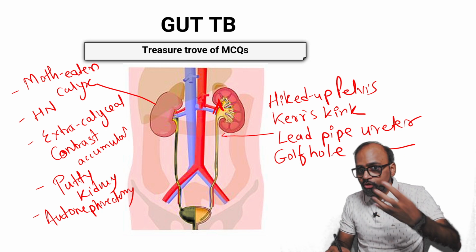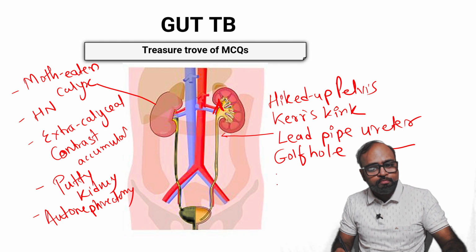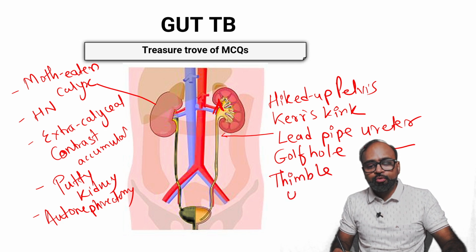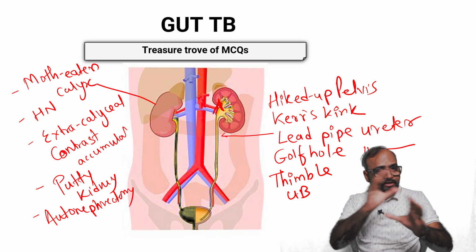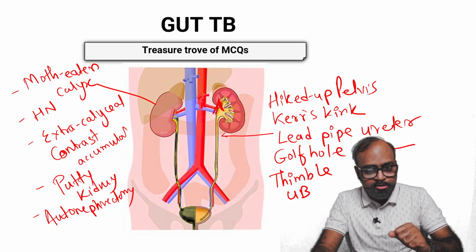Ultimately the bladder wall also gets inflamed and calcified, and it becomes a very small capacity fibrosed bladder. That is what is called the thimble urinary bladder. So this is a spectrum of findings that your examiner might potentially ask you about in renal TB, genitourinary tract TB.